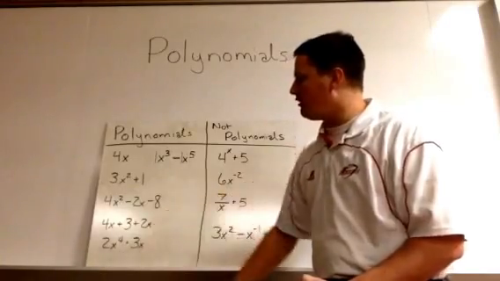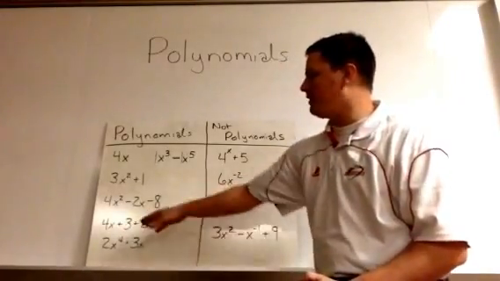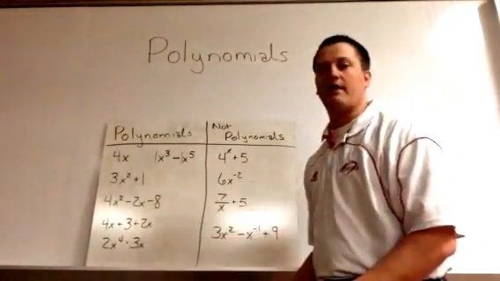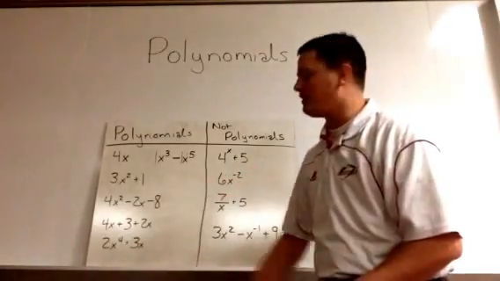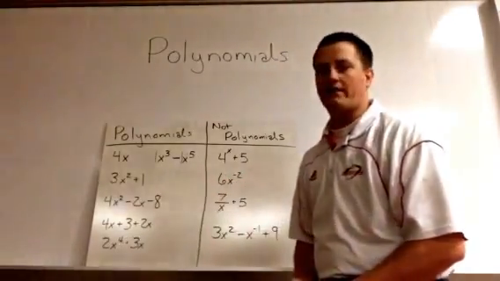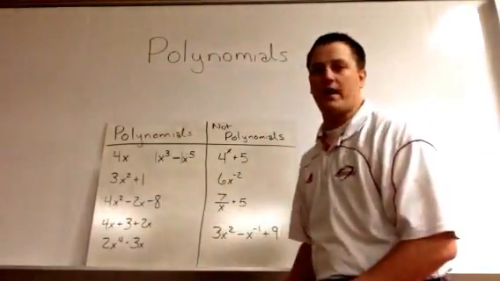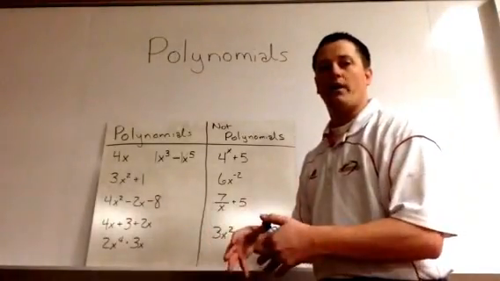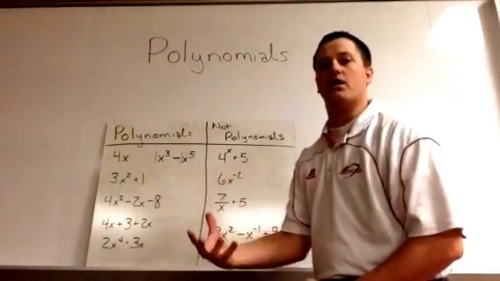These last two also work. 4x plus 3 plus 2x. This one contains like terms. We can just put those together. This bottom one, 2x to the fourth power times 3x. Those we could multiply together to make one cohesive term.